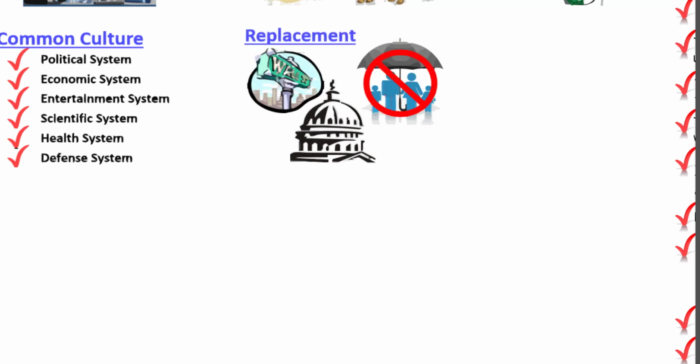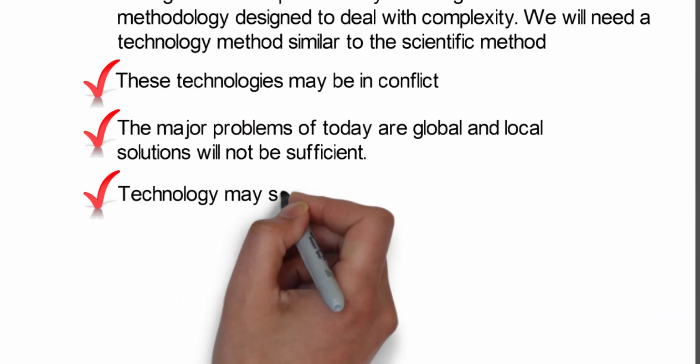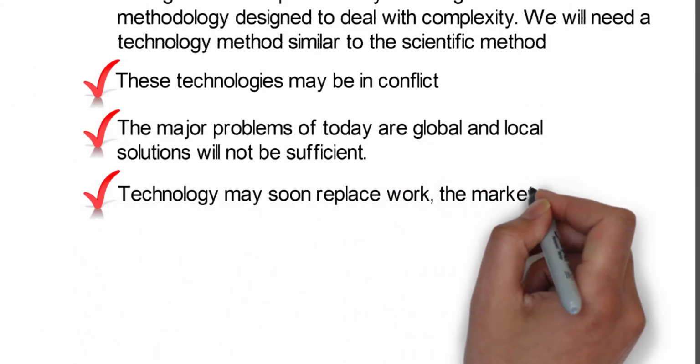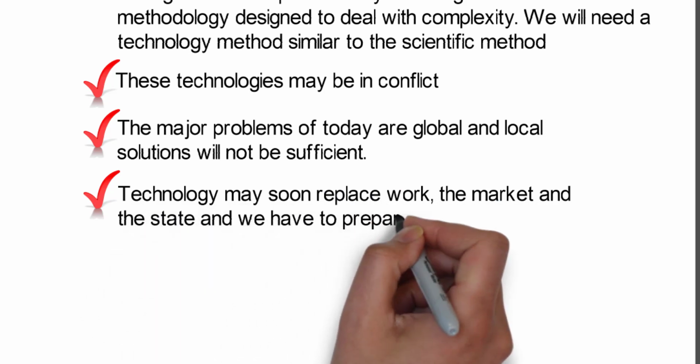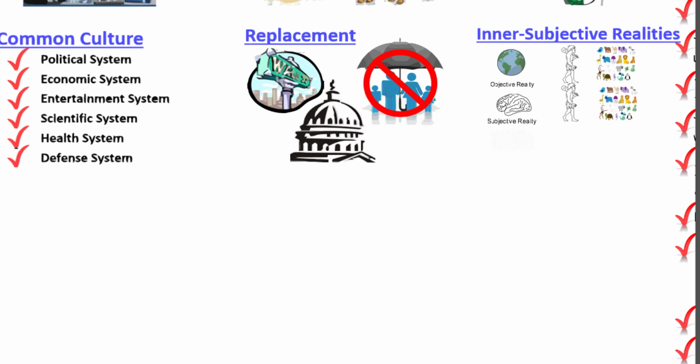Then he talks about replacement. This is interesting, I think, because in the 20th century, in a very short period of time, the market and the state replaced the family and the community as the provider of essential services. Think about that, right? And the ramification of that, or why that is important, is that technology may soon replace work, the market, and the state. And we have to prepare for this possibility, all right?